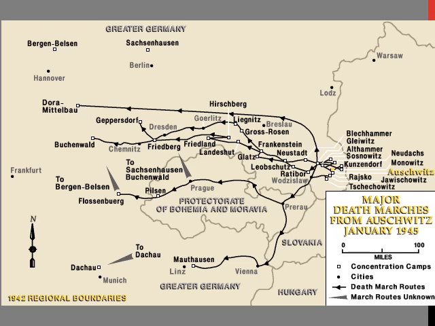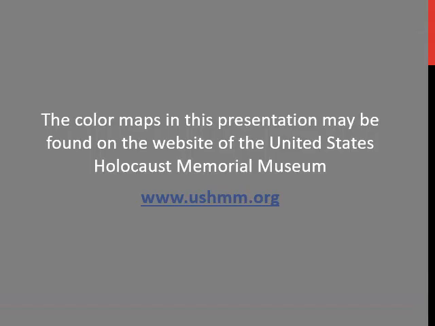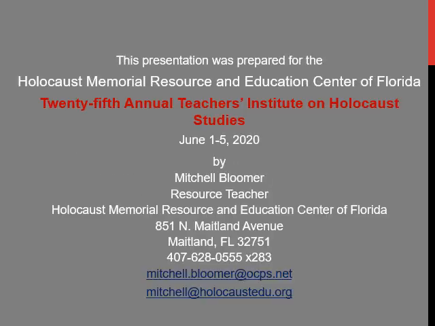Here you can see some of the routes of the major death marches, and all of the maps I showed you here are available through the U.S. Holocaust Memorial Museum. And I want to say to you that in the course of this presentation, there was a lot left unsaid. I chose to focus on the decision-making process that led Germany from seeking a territorial solution to carrying out the final solution.